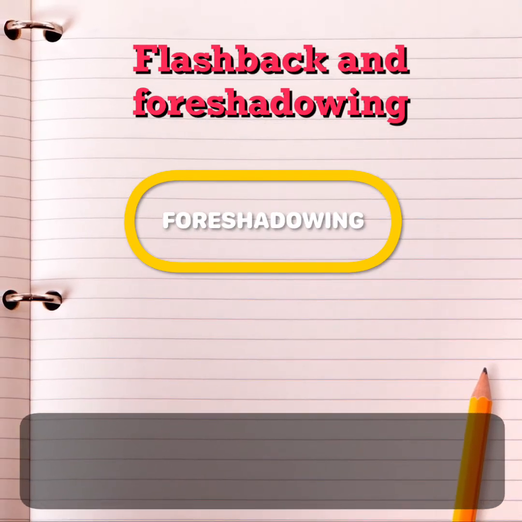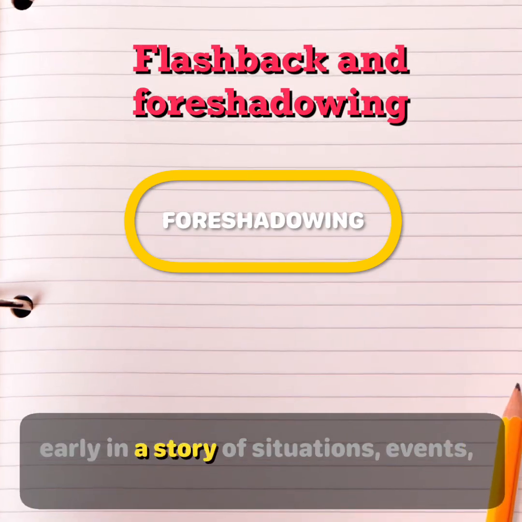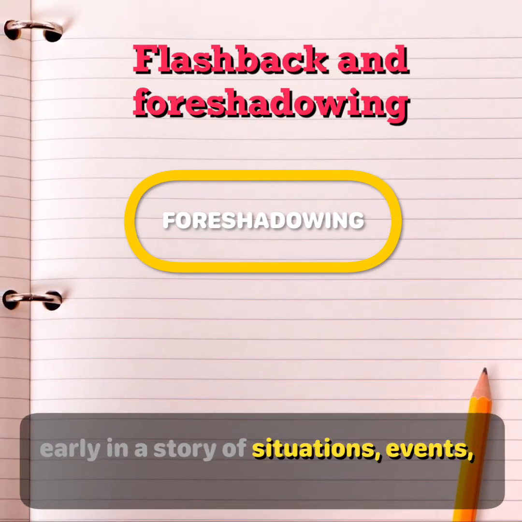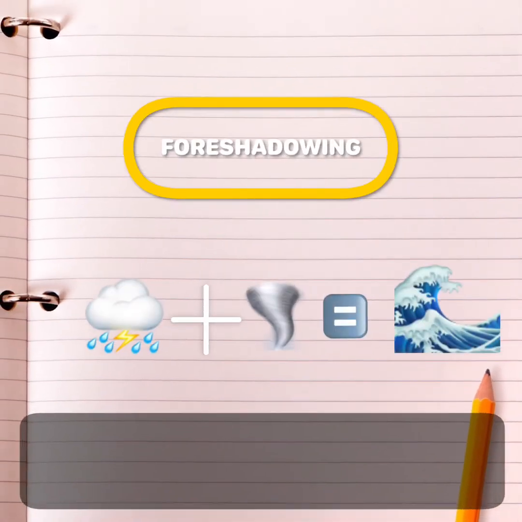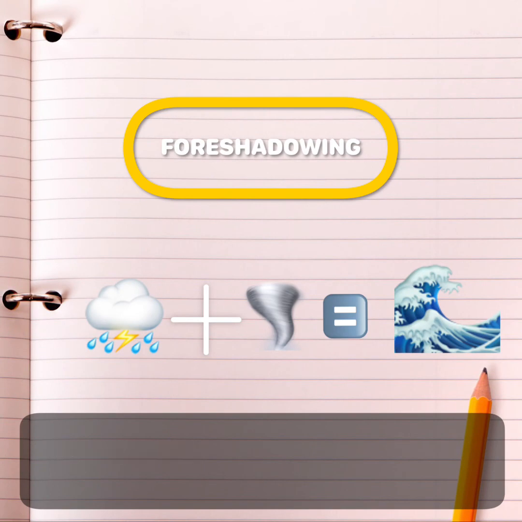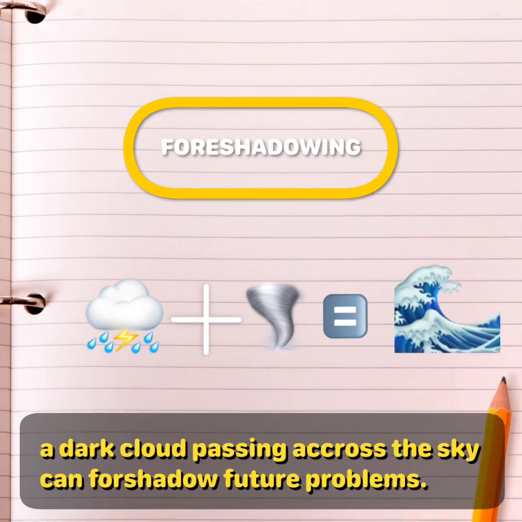Let's move on to foreshadowing. Foreshadowing is the introduction early in a story of situations, events, characters, or objects that hint at things to come. For example, a dark cloud passing across the sky can foreshadow future problems.